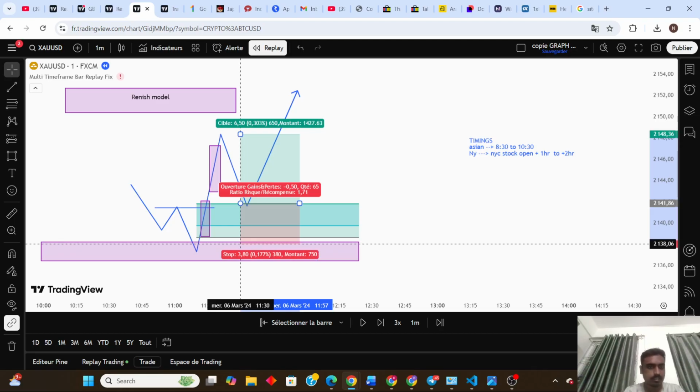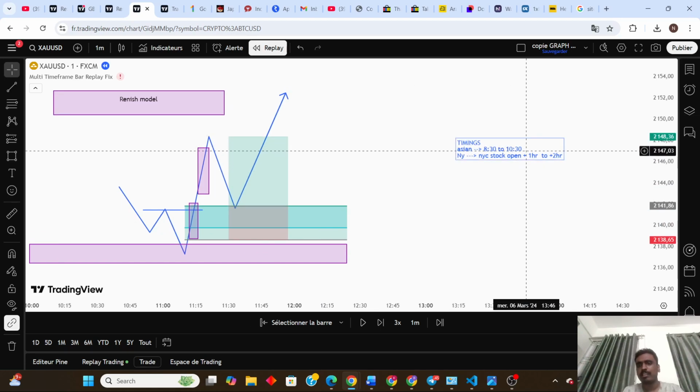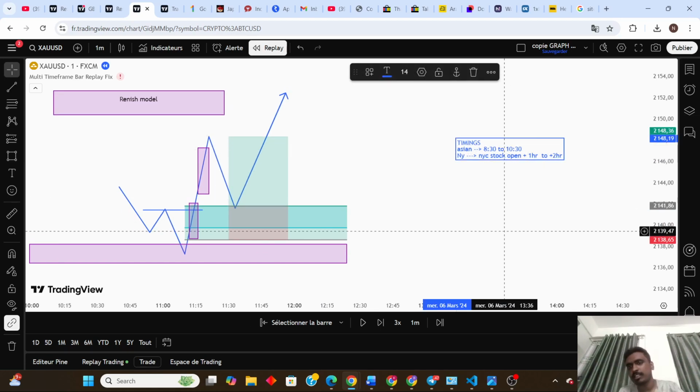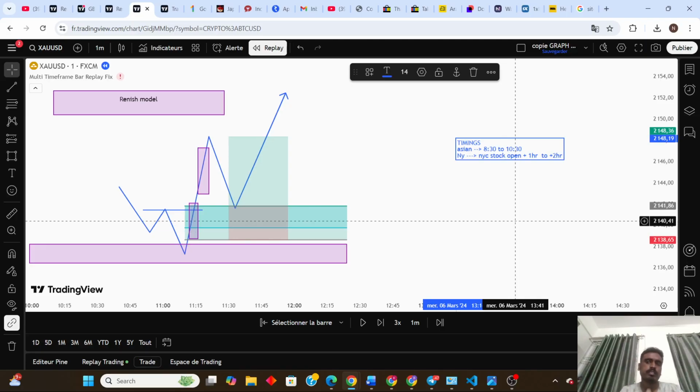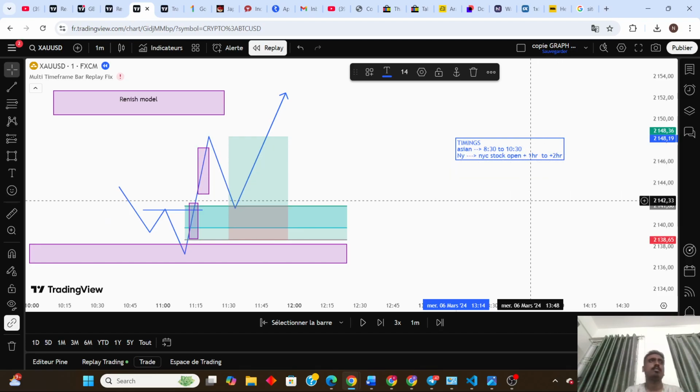Last level is this. There are three levels of stop loss here. And in the Asian session you can trade 8:30 to 10:30 UTC minus 4. Basically, the second hour of 8 to 10:30, and the New York stock open is 9:30. Sometimes it is 10:30, and timings do get changed sometimes.